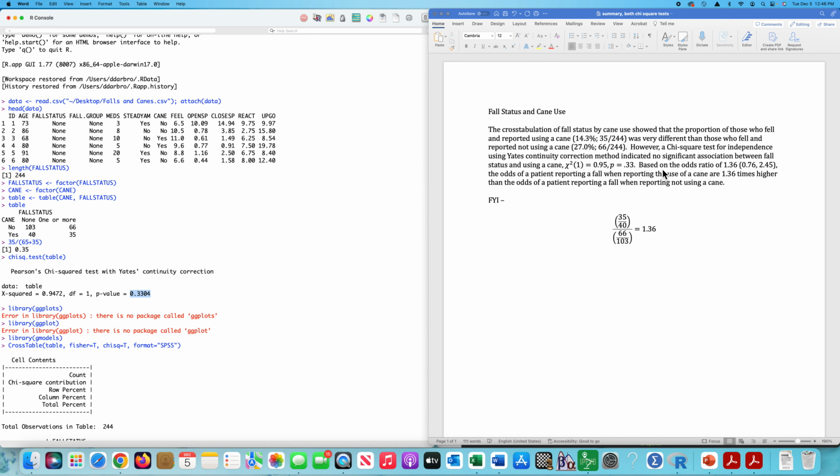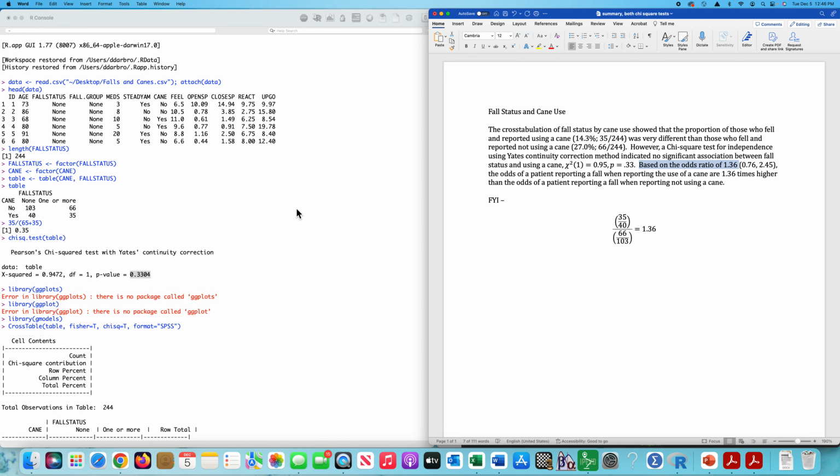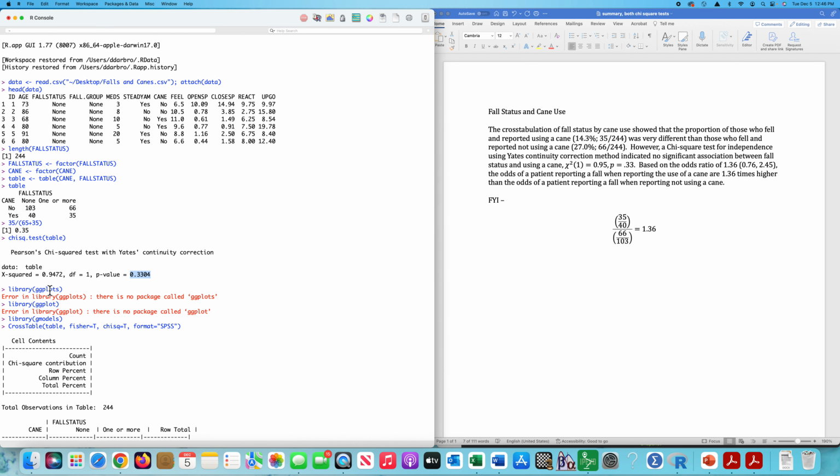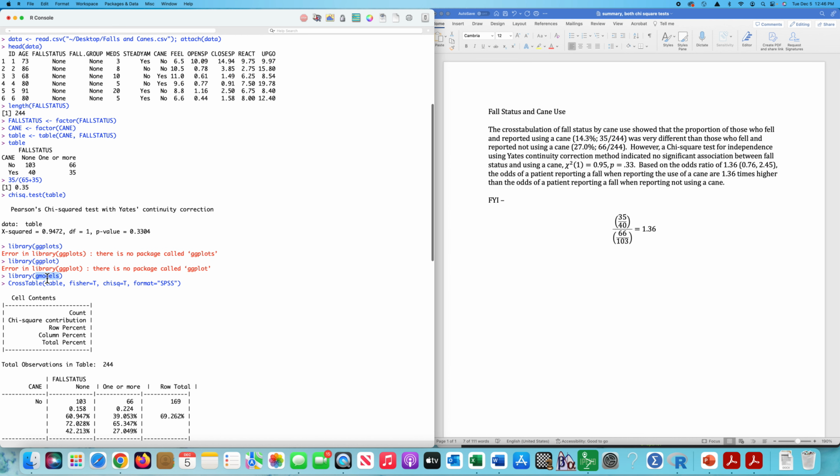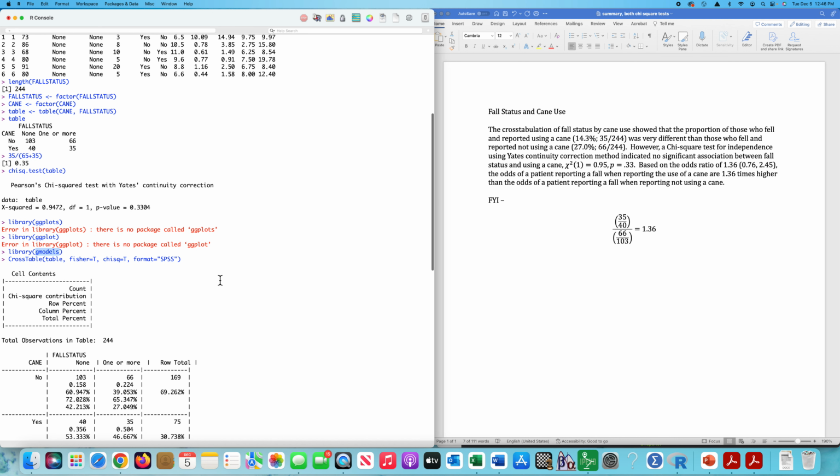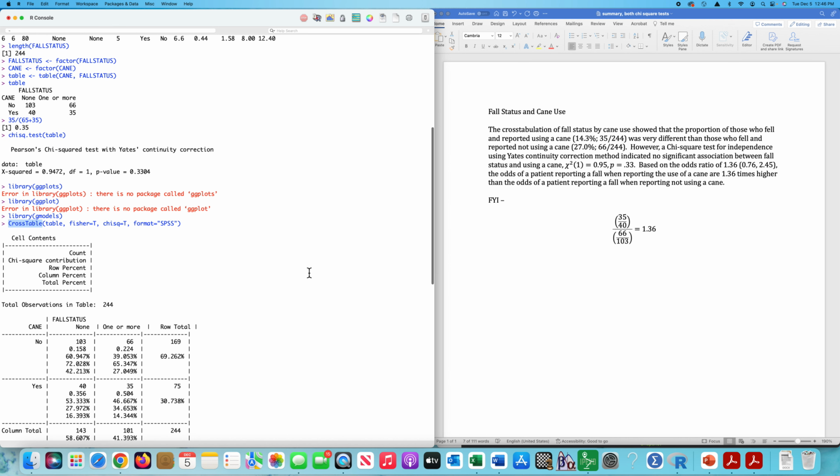Next thing I'd want to do is report the odds ratio. Remember you have to access the installed package. I've already done that, so I don't have to. I'm using gmodels. ggplot is something different; gmodels is what we need in this situation to be able to use the CrossTable command that I have illustrated before.